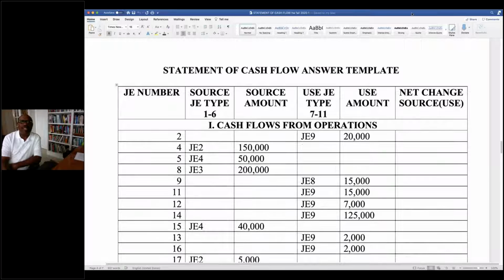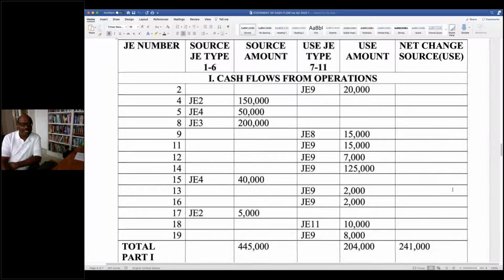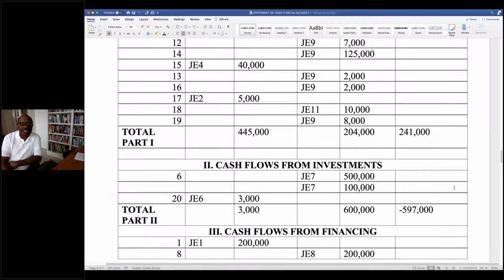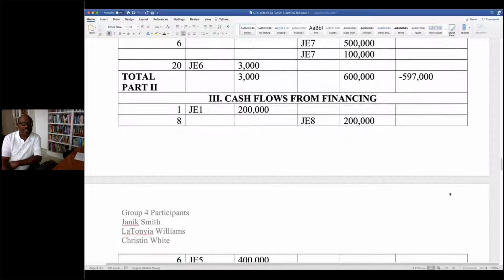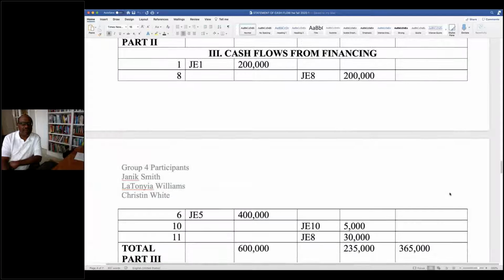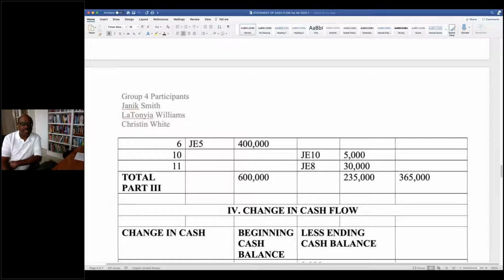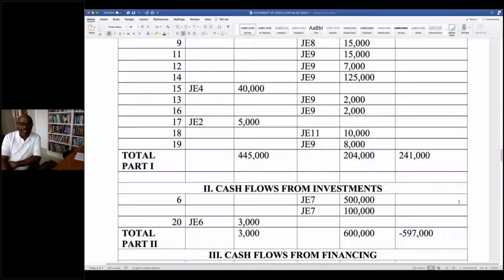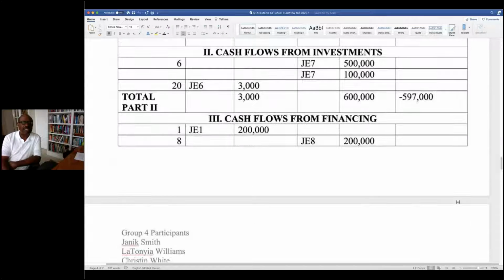So Team 4 said they had 241 in part 1, and they had a minus 597 in part 2. So much in part 3. Change is 365. So we're going to invest in this company?